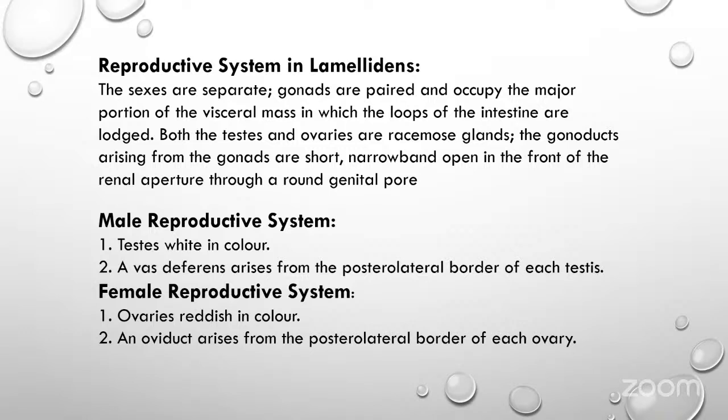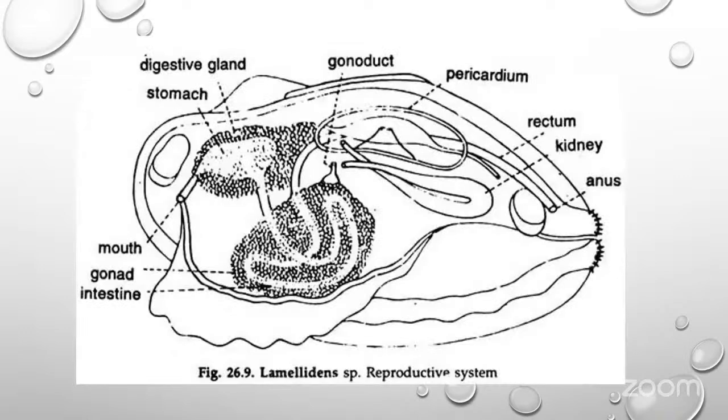Then looking into the reproductive system, we studied about the male reproductive system and the female reproductive system, whereas the male reproductive system consists of testes, which are white in color, a vas deferens that arises from the posterior lateral border of each testis. Then the female reproductive system. These are the parts of the reproductive system: mouth, gonad, intestine, digestive gland, stomach, gonoduct, pericardium, rectum, kidney, and the anus.